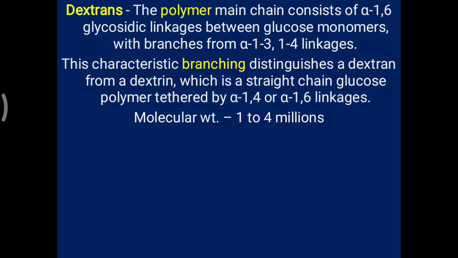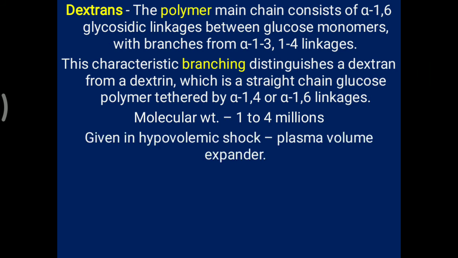Further, dextran has a high molecular weight. It consists of 1 to 4 million, making it a bigger size molecule, and this characteristic is utilized for treatment. This bigger molecule cannot escape out of the vascular compartment, so it is given in hypovolemic cases as a plasma volume expander. So dextran is commonly utilized in clinical practice as a plasma volume expander, mostly given in hypovolemic cases.